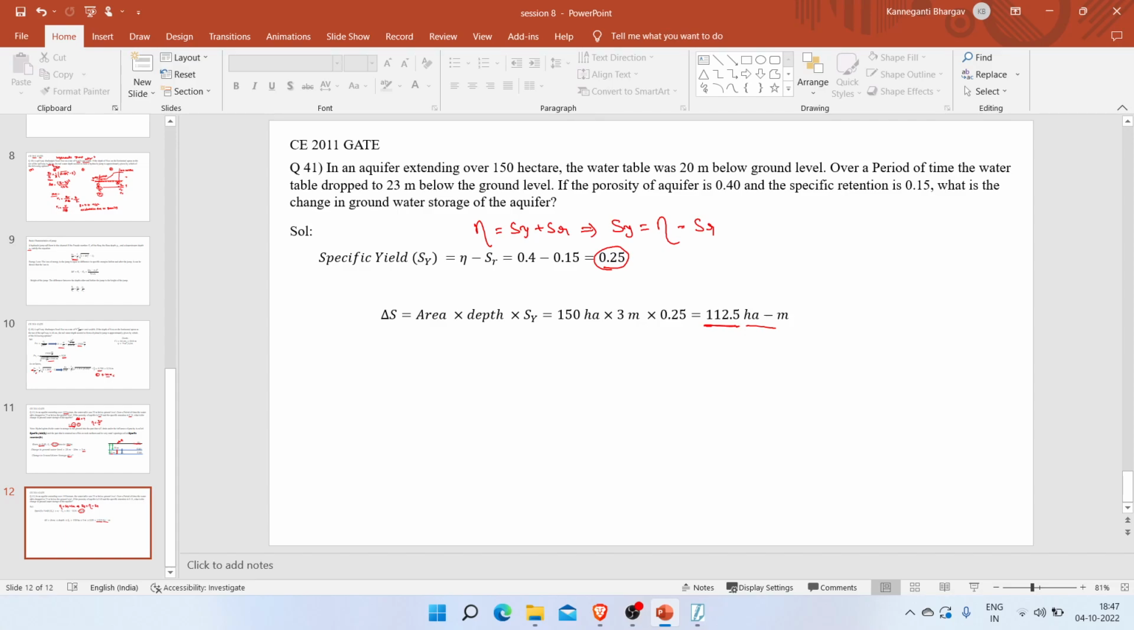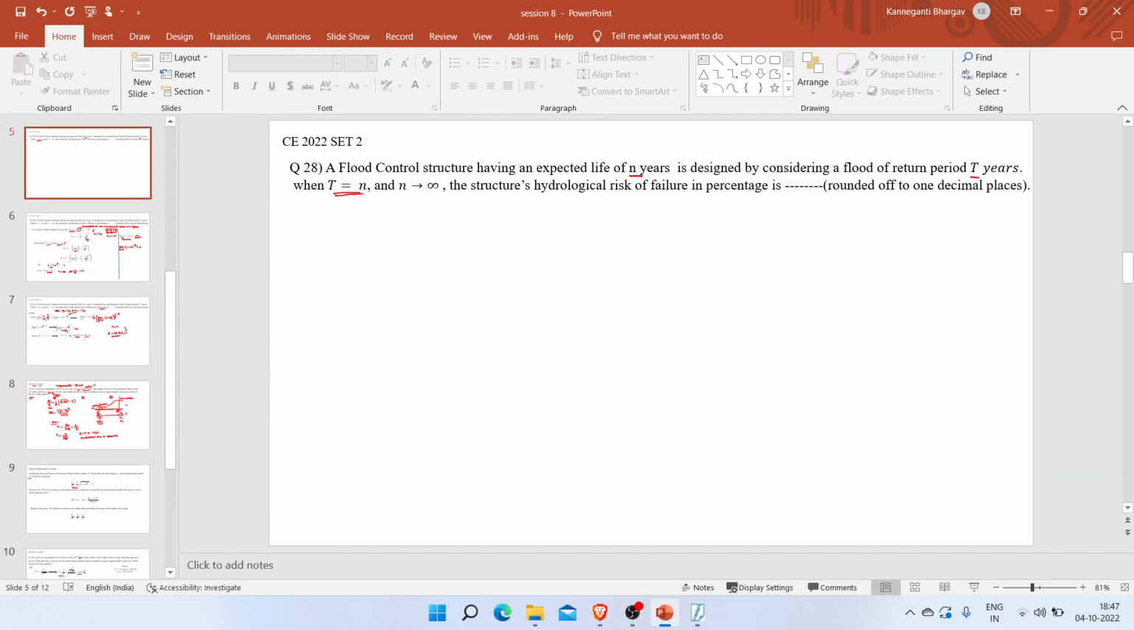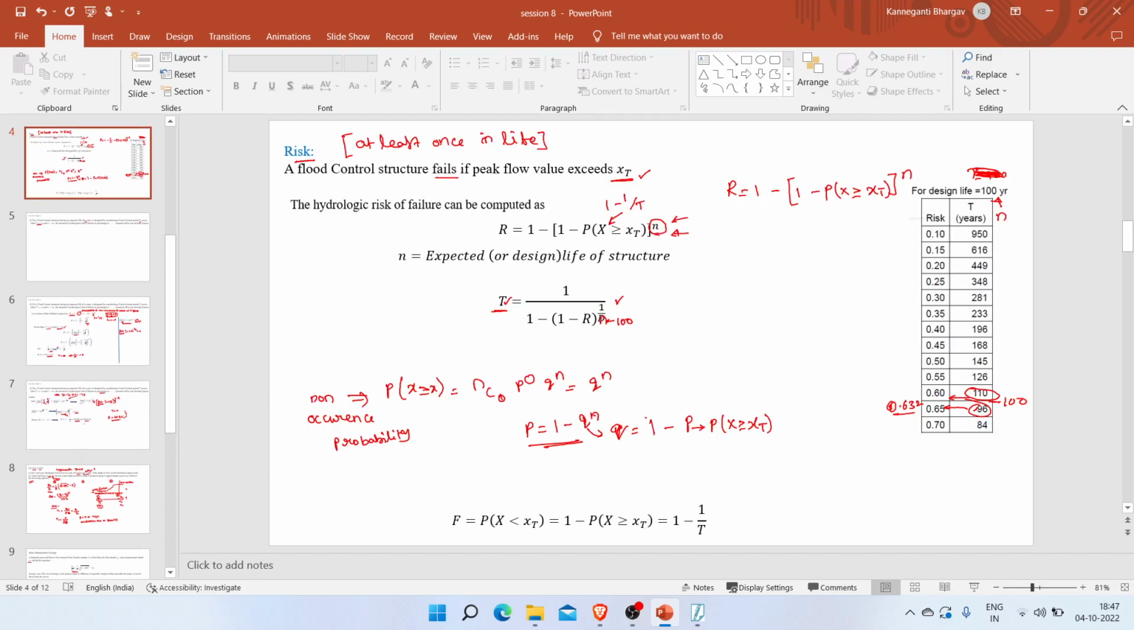Yes, sir. I had one question related to recurrence and probability. You showed one table to us, the table of risk and time duration. Yes, this table. You were explaining that as T and N come together, their values coincide, and the risk increases. Could you please explain that again? I was not able to catch that point.